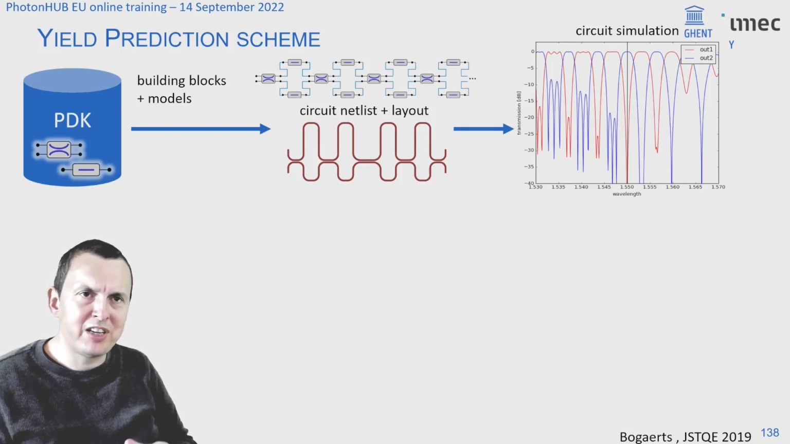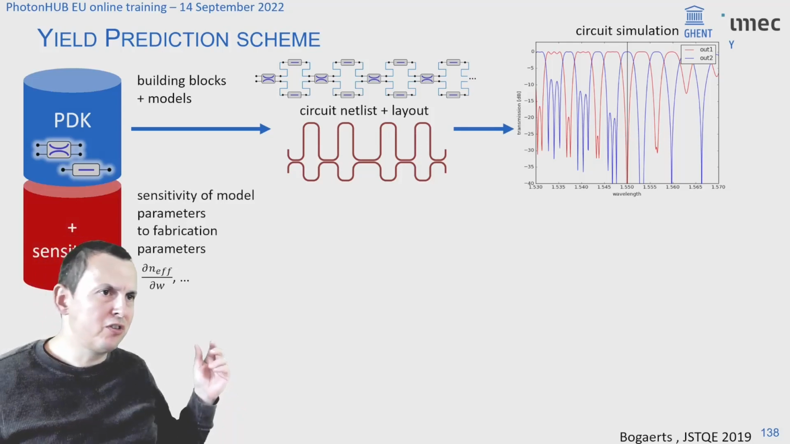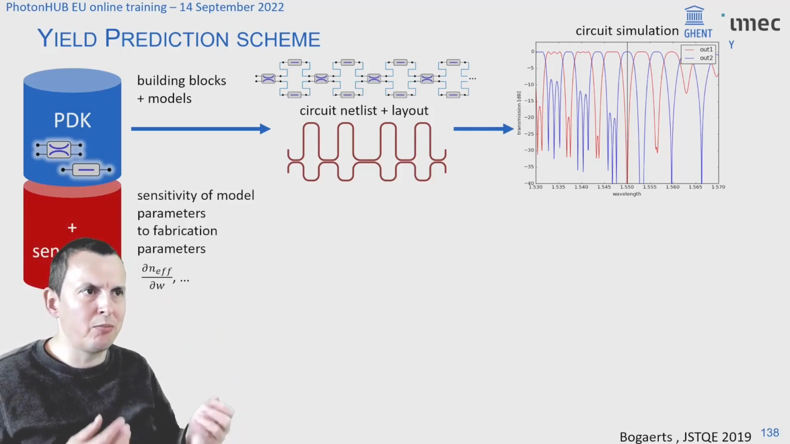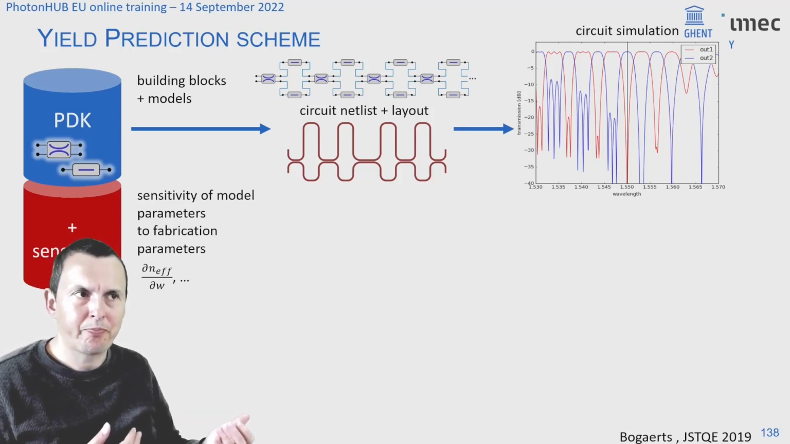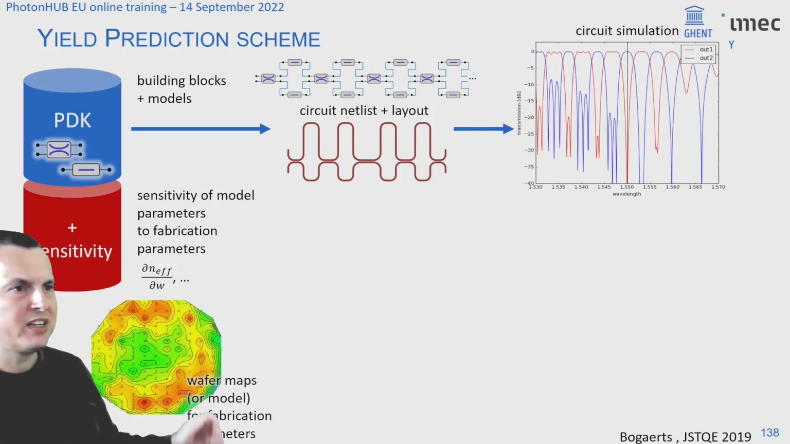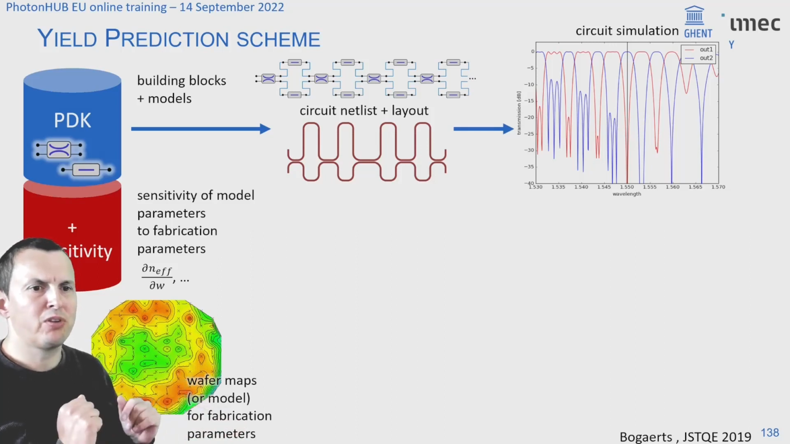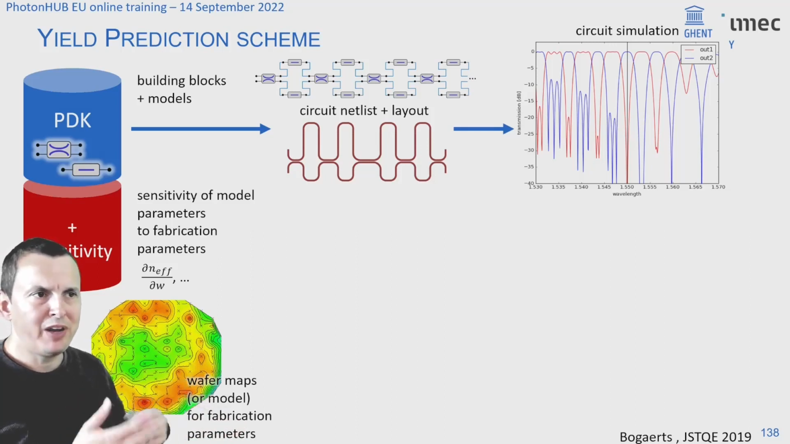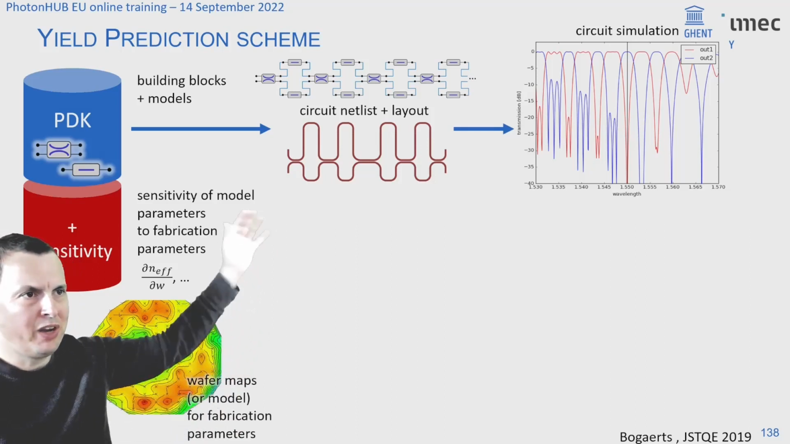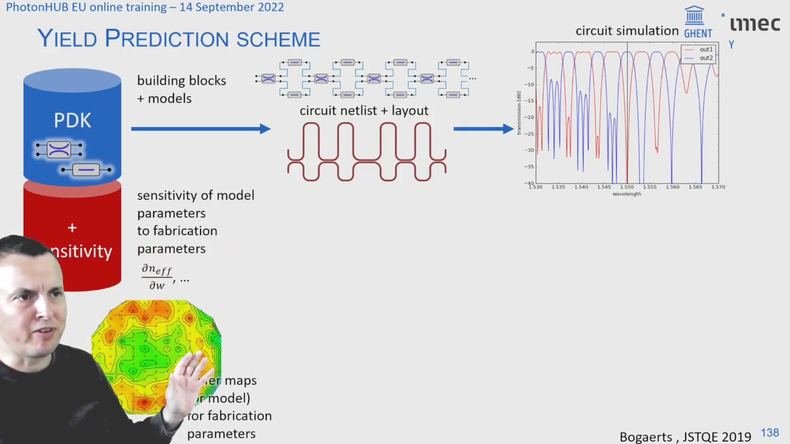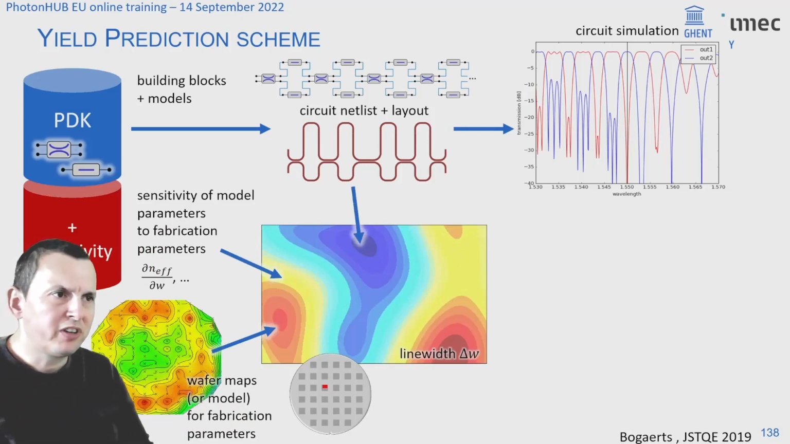Now, if we want to now assess what is going on in the presence of variability, we need some additional information. First of all, we need to know how sensitive each of these building blocks is to, for instance, a variation in line width or a variation in thickness on the wafer. The second thing we need to know is how is the line width or thickness or any other fabrication parameter roughly distributed over the wafer. So we basically need wafer maps or a model of a wafer map. Now, once we have these three things, we have our circuit, we have our sensitivity, and we have a map of fabrication parameters, we can now combine these into a set of Monte Carlo simulations.